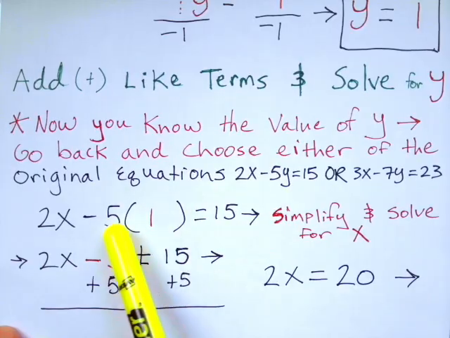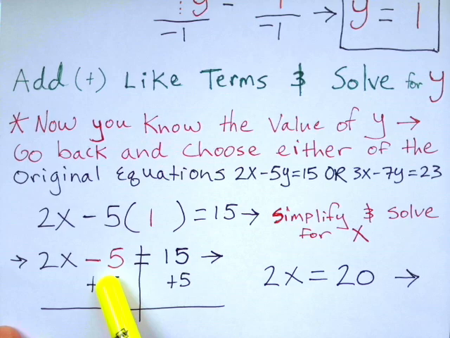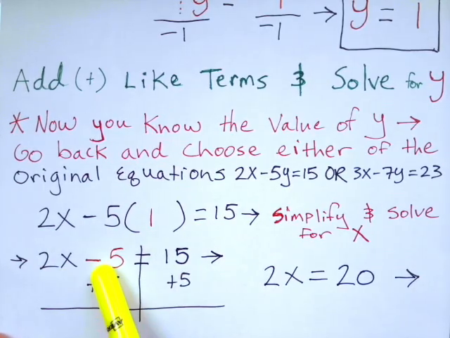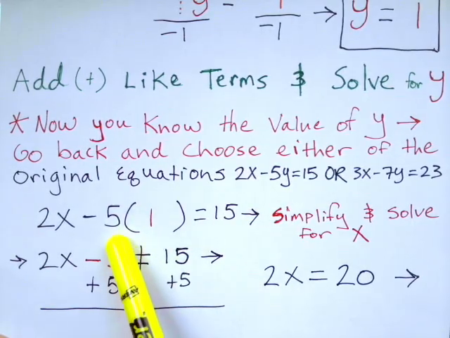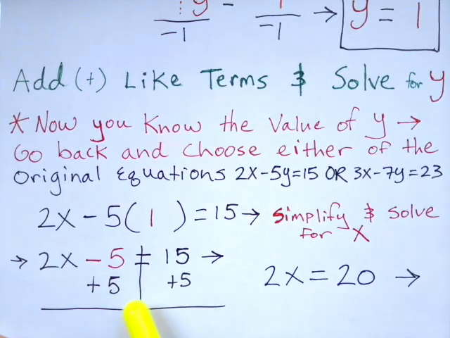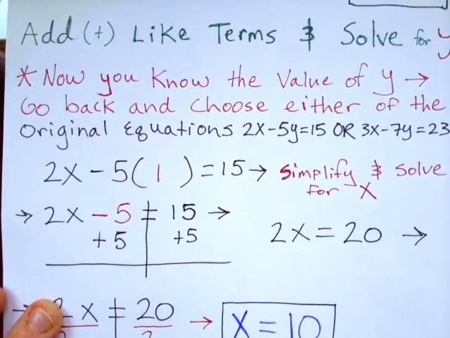So here, I'm going to simplify. Negative 5 times 1 is a negative 5. All right. I rewrite my 2x minus 5 equals 15. Now, I want to get x by itself, so I do the opposite of a negative 5, and that's a positive 5. Add 5 to both sides. What you do to the left side, you got to do to the right side. And that eliminates the 5 on the left side of the equal sign. I'm left with 2x equals 15 plus 5 is 20.